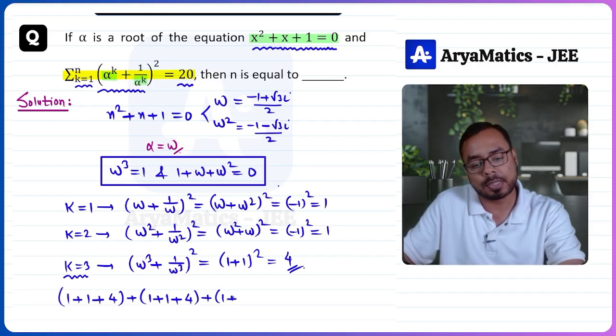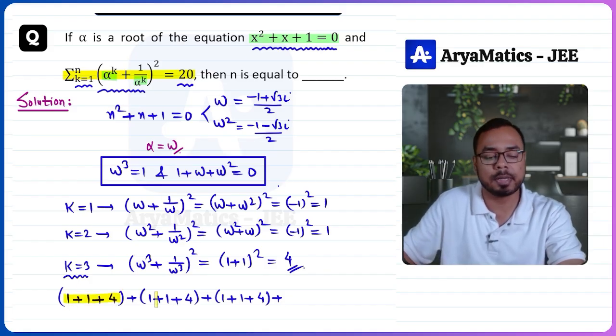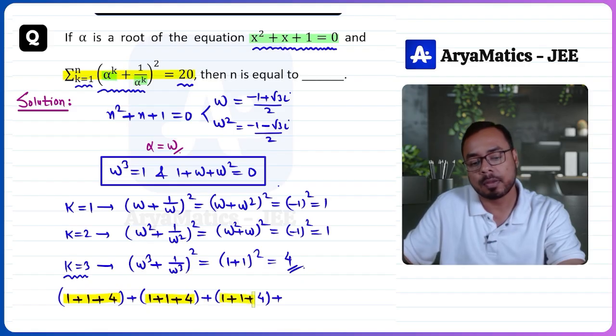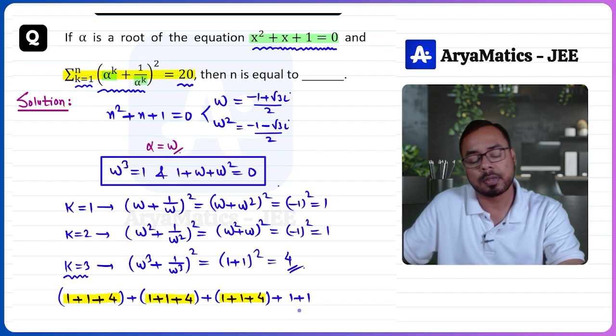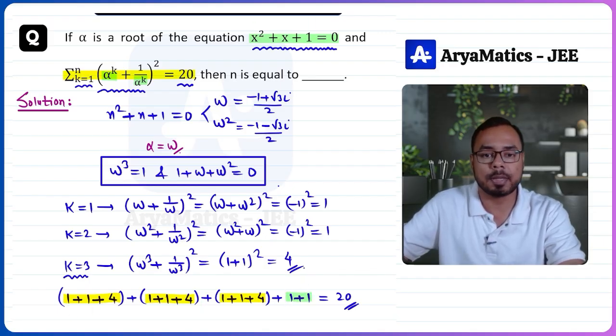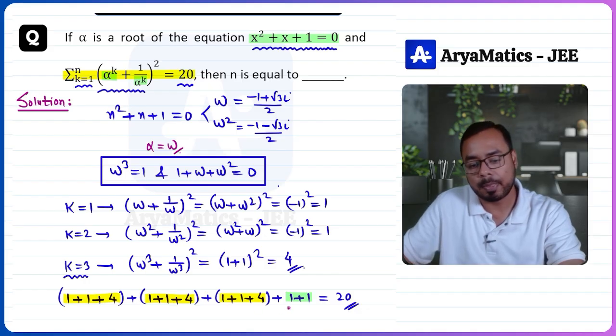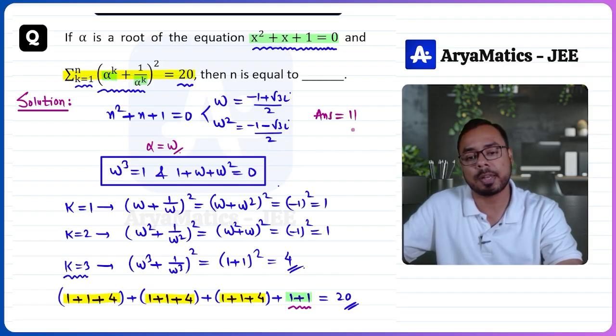Now we have to see how many terms are needed to get a sum of 20. Clearly you can see that if I take these three terms, the sum will be 6, plus another 6 is 12, plus another 6 is 18, and we need two more terms, right? Then we can get a sum of 20. So to create a sum of 20, we need these many terms: 3 plus another 3 is 6, plus 3 is 9, and then another two terms will make it 20. Therefore, the value of n will be 9 plus 2, that is 11.